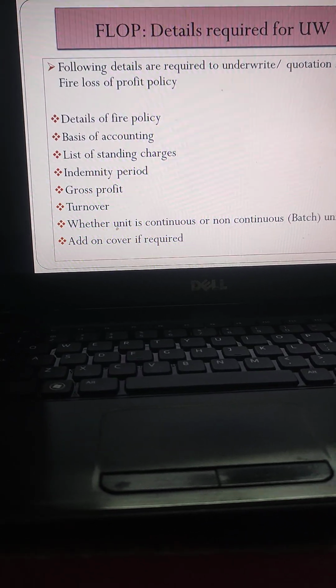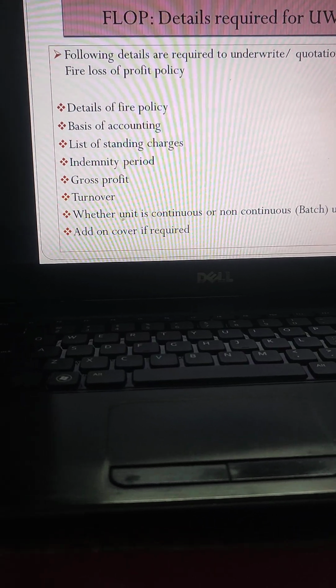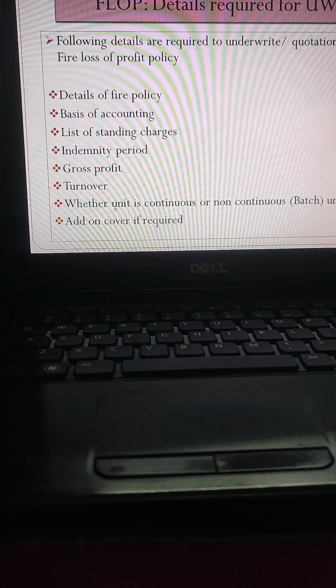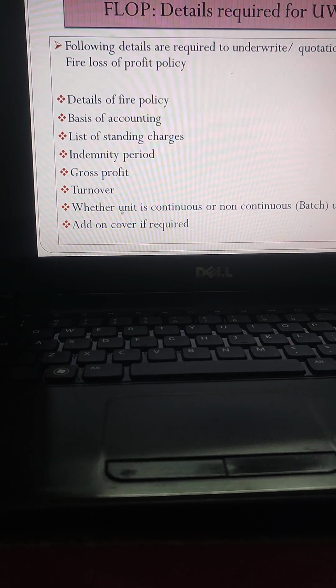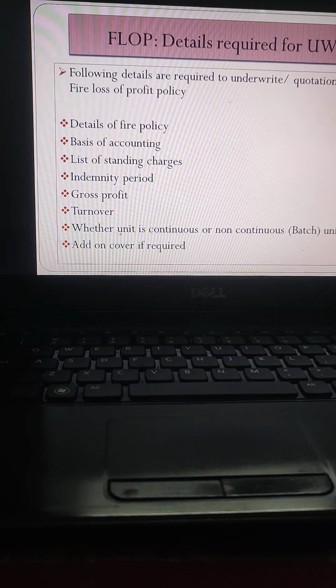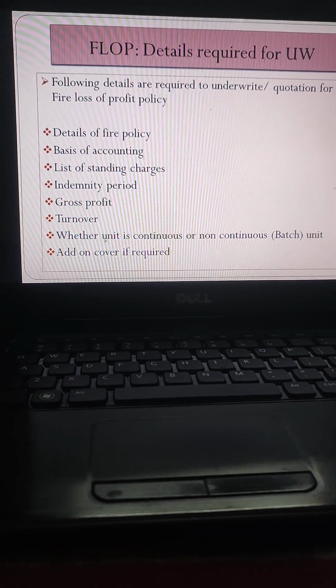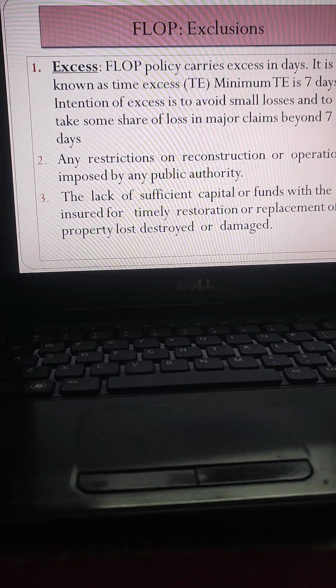The following details are required to underwrite quotations for a fire loss of profit policy: details of the fire policy, basis of accounting, list of standing charges, indemnity period, gross profit, turnover, whether the unit is continuous or non-continuous, and add-on cover if required.